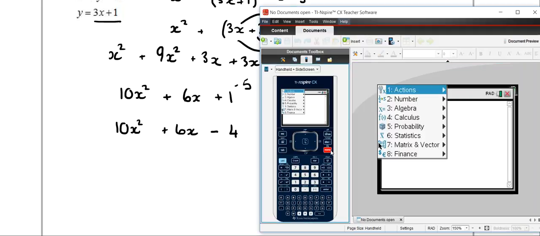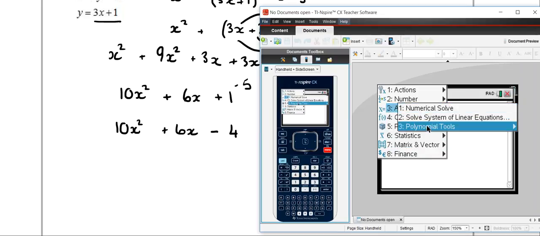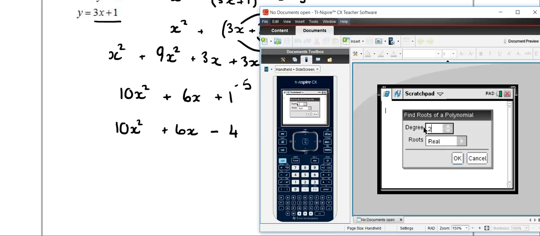Shall we write this down? So we're going to, which one do we use? Polynomial tools. So we get this one up now, okay? Degree would be 2. The roots are real. That just means they're on the number line, real numbers.